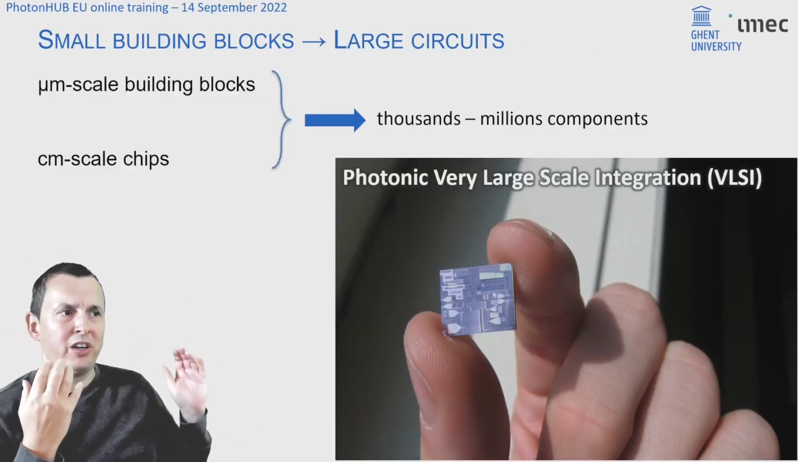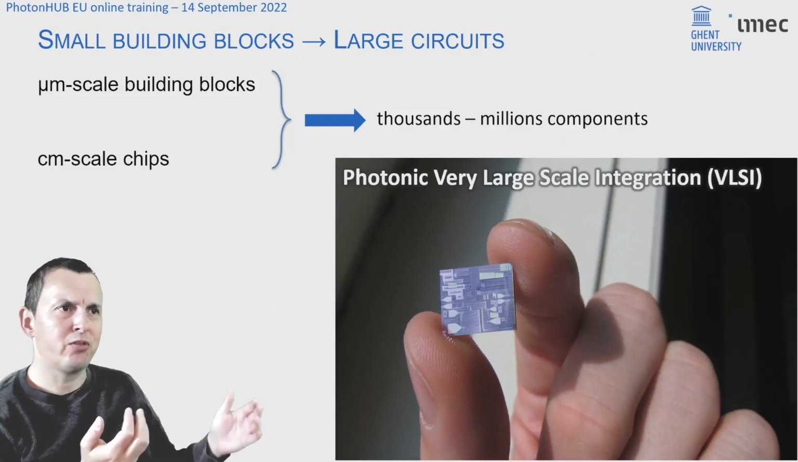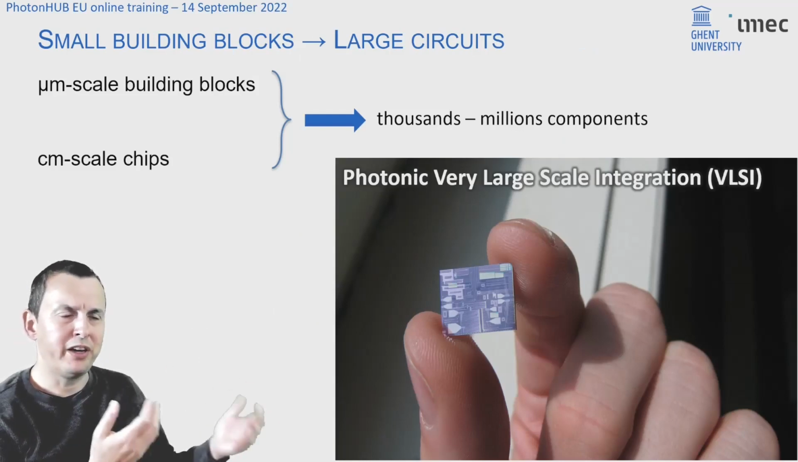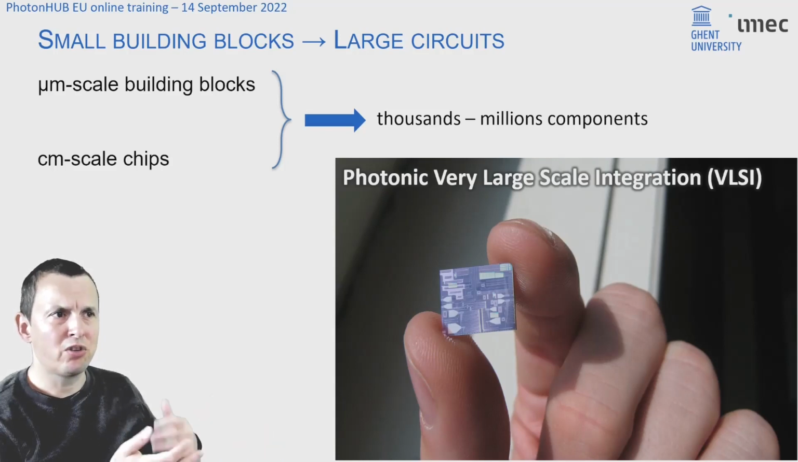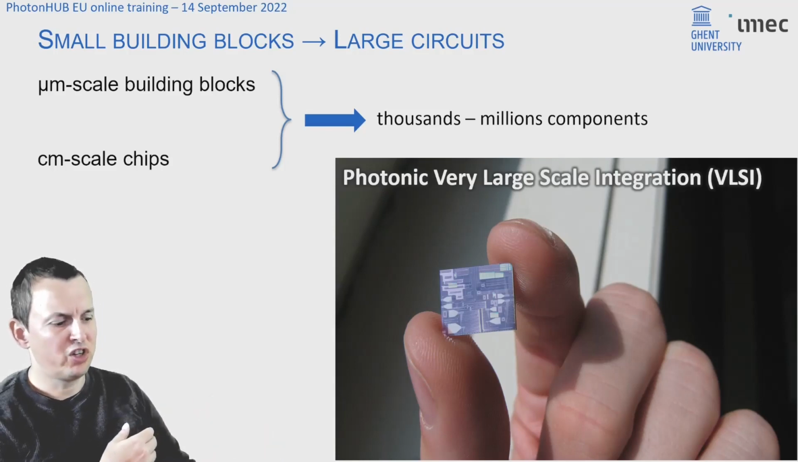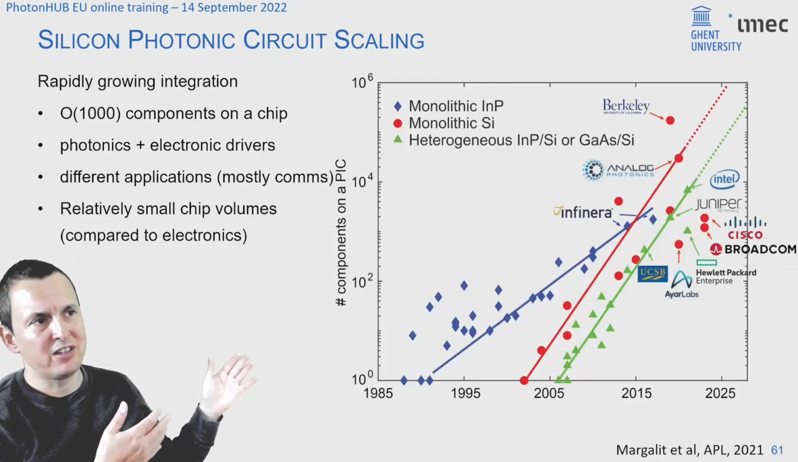So you can, similarly as in electronics, for photonics, if you go to high contrast material systems like silicon, you can start to call it very large scale integration. So you can basically get thousands or millions of photonic components on a chip. And we have seen this happening.